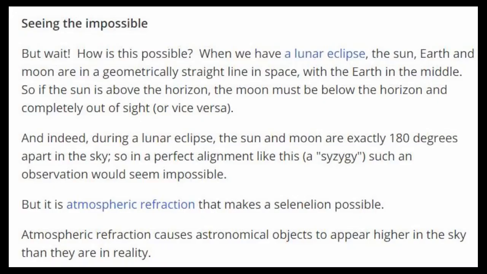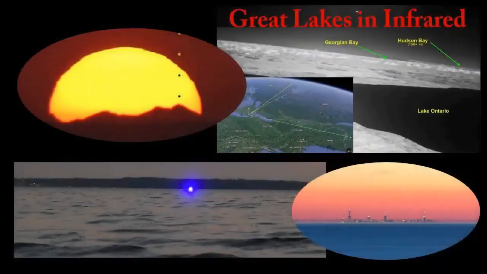But it is atmospheric refraction that makes a Selenelion possible. Atmospheric refraction causes astronomical objects to appear higher in the sky than they are in reality. Ah, the obligatory appeal to refraction once again. This rescue device saves the ball Earth from terrestrial observations of objects that are geometrically hidden behind hundreds or even thousands of feet of curve.